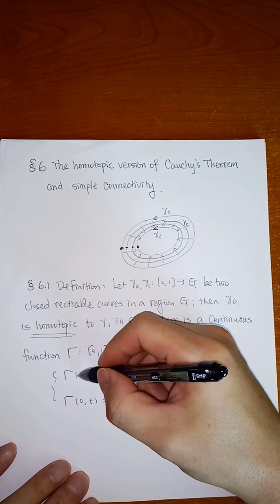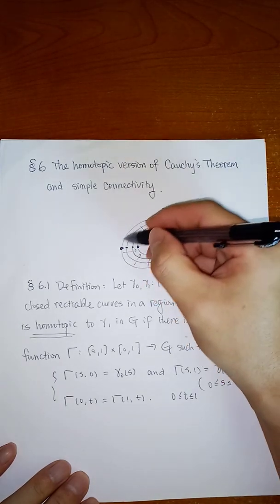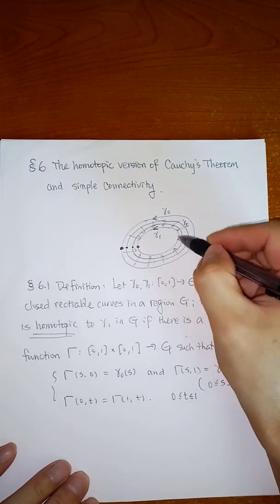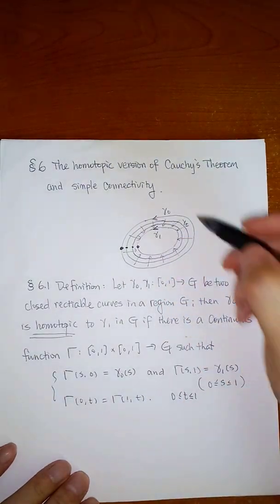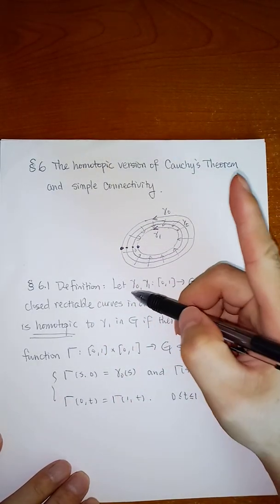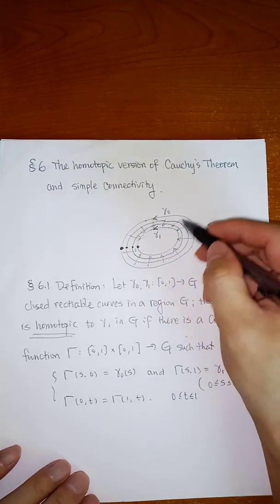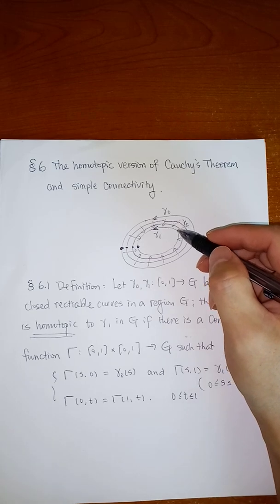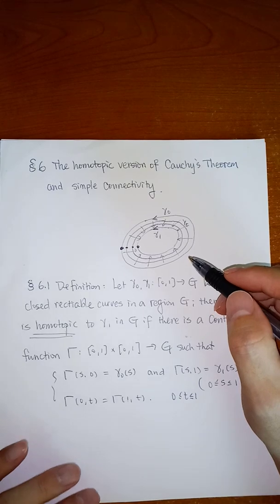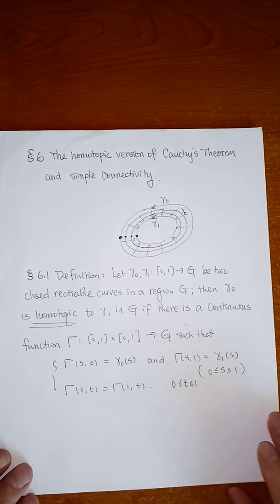And Gamma(S, 0) means the first curve is gamma 0, and Gamma(S, 1) means the final curve is gamma 1. T is a parameter among curves, and S is a parameter for one curve. So S is a parameter for one curve, but T is a parameter between curves: curve 1, curve 1/2, curve 1.1, curve 1.2, something like that. Okay, so that's the idea.